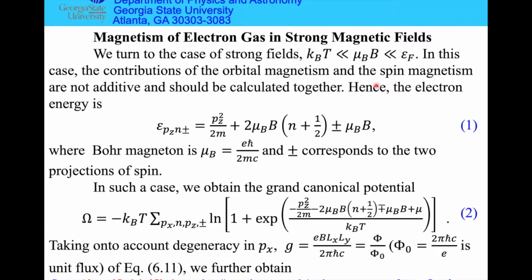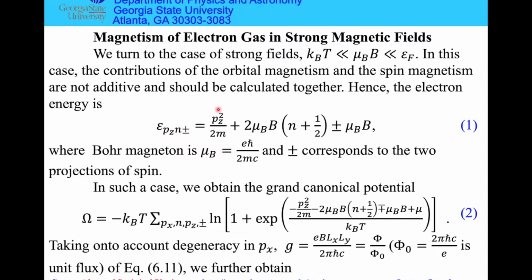Under this condition, the orbital magnetism and spin magnetism are not additive. I need to consider them together to find the full spectrum of the electron and the effect of the magnetic field. So the electron spectrum is characterized by 3 quantum numbers: pz, the momentum of the motion in the direction of the magnetic field, the principal quantum number of the Landau oscillator, and plus minus, which corresponds to the projection of the spin.